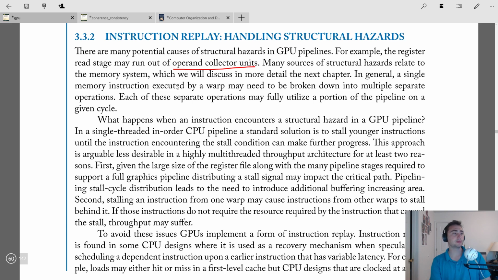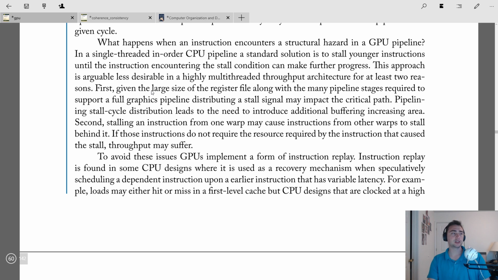In general, a single memory instruction executed by a warp may need to be broken down into multiple separate operations, right? And each of these operations can utilize a portion of the pipeline on a given cycle. So the question that we're really trying to answer is: what happens when an instruction encounters a structural hazard in the GPU pipeline? Let's go back and think about what happens in a normal CPU pipeline.